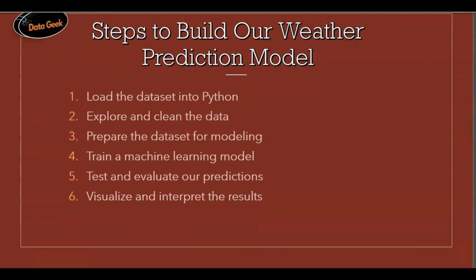So, simple steps to build our weather prediction model. First we will load the dataset into Python. Then we will explore and clean the data. We will prepare the dataset for modeling. Then we will train a machine learning model. From there, we will test and evaluate our predictions. And then the fun part is to visualize and interpret the results.